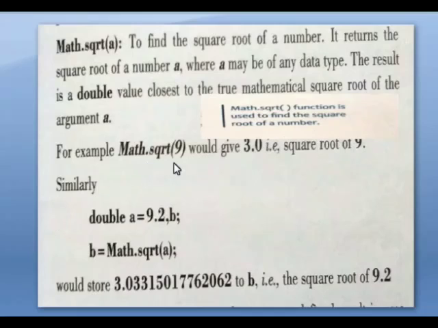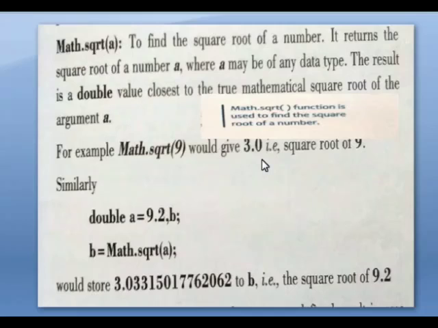Math.sqrt of 9. So the square root of 9 is 3. The square of 3, 3 squared, means 9. So we will take 3 as the answer. So Math.sqrt of a returns the value in double. So we have written it as 3.0.